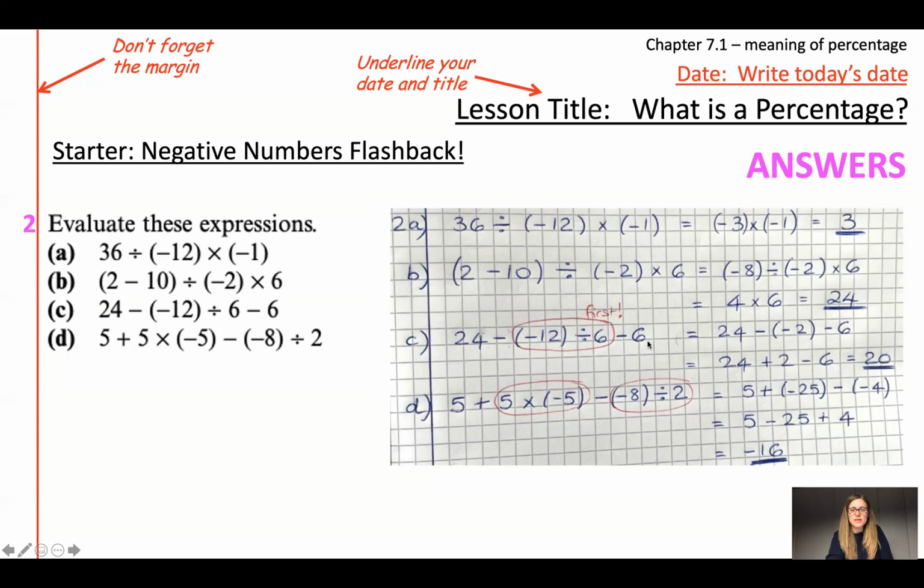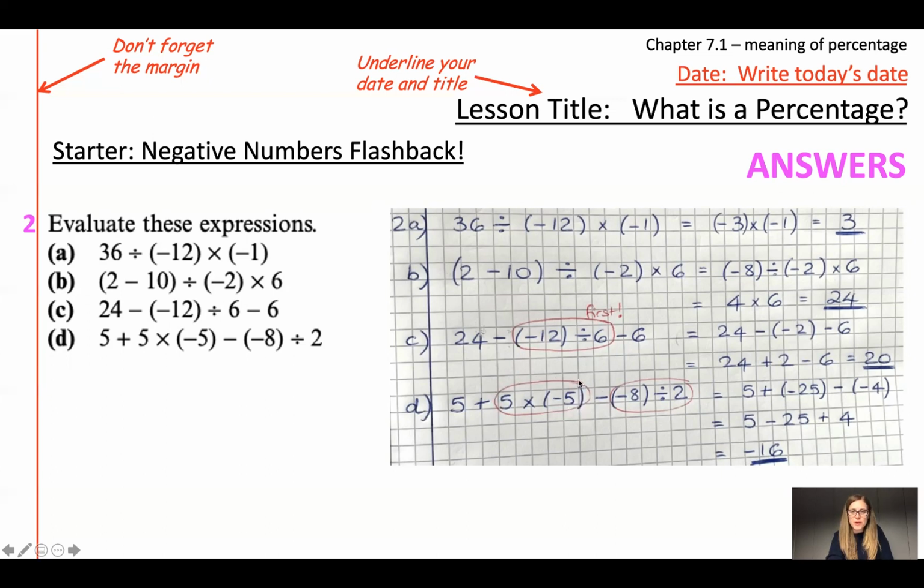This one, really, really tricky. You need to do the middle bit first. Negative 12 divided by 6 gives us negative 2. 24, subtract that negative 2 is going to be 24 plus 2, which is 26, and then subtracting 6 gives me 20.